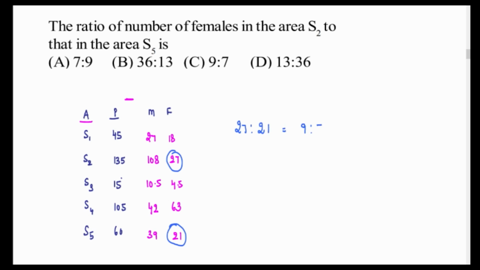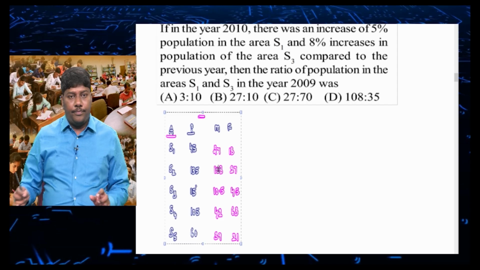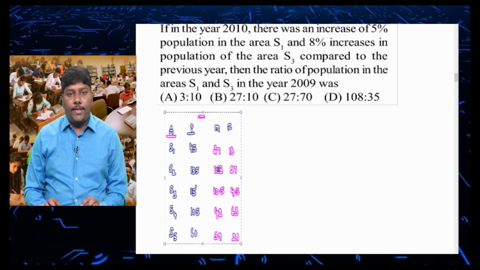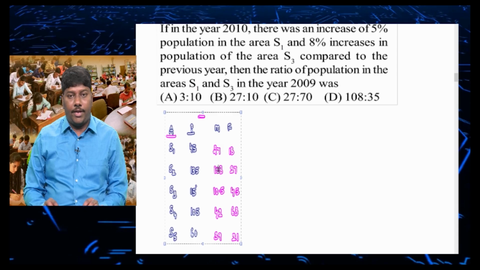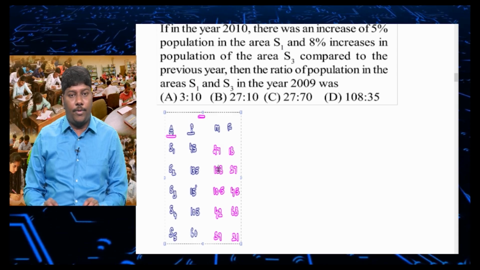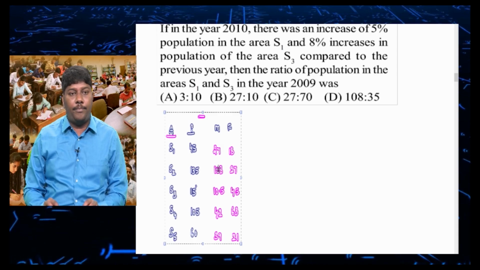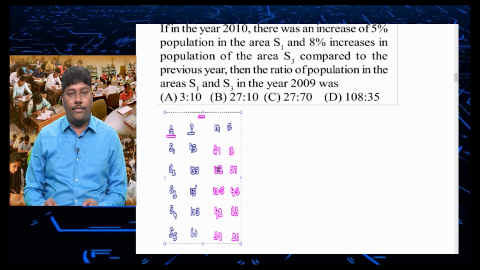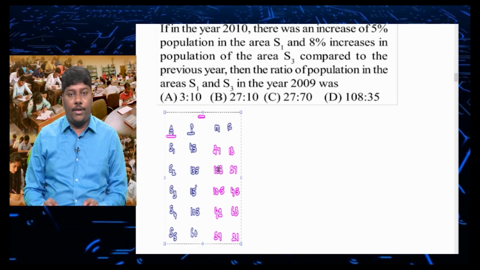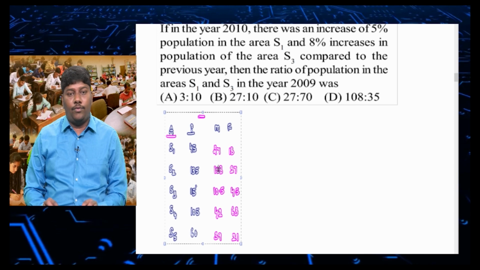3 9s are, 3 7s are. Option is C. It is 9 is to 7. If in the year 2010 there was an increase of 5% population in the area S1 and 8% increase in the population of the area S3 compared to the previous year, then the ratio of population of areas S1 and S3 in the year 2009 was?